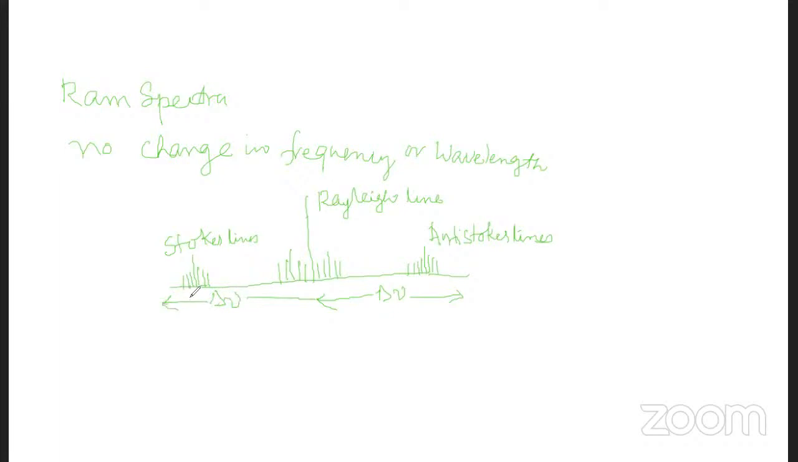As we said, in the middle there is no change of frequency or wavelength observed by the Rayleigh, and we called it the Rayleigh spectrum. In Rayleigh scattering, there is a change in the intensity, but there is no change in the frequency or wavelength. So this is the Rayleigh line of wavelength or frequency.